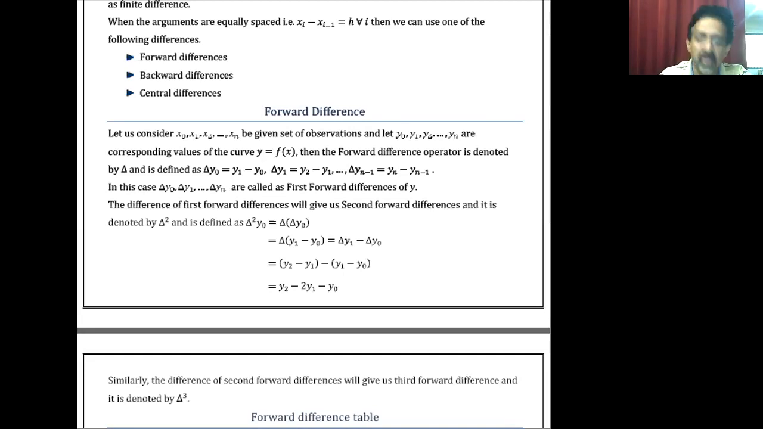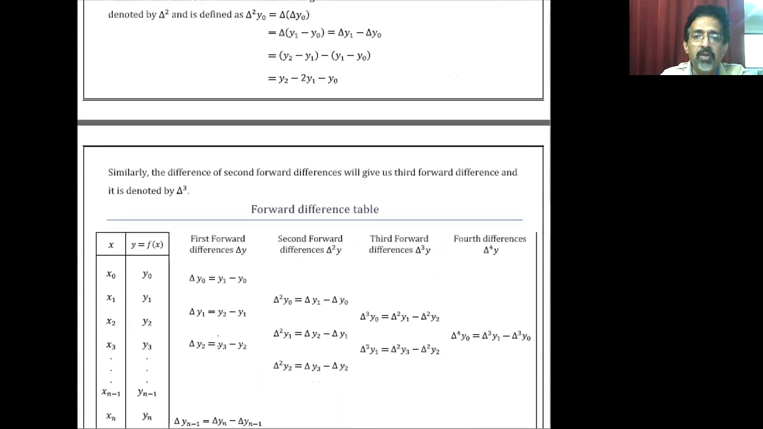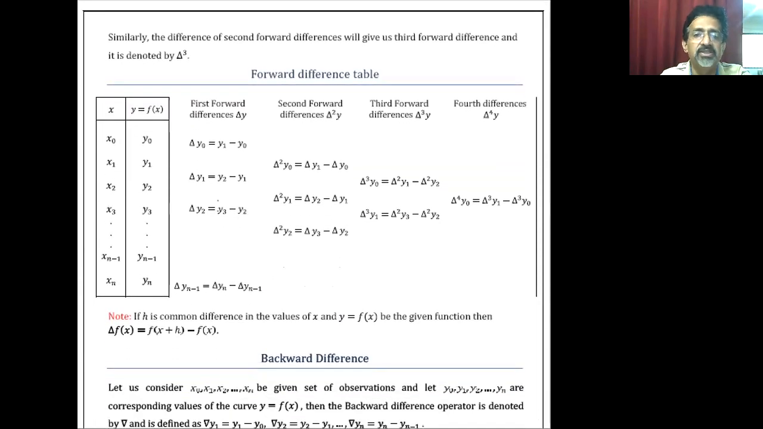And I can tabulate this forward difference in the following format, and I call that the forward difference table. So the first column consists of your arguments, that is independent variables, x0, x1, x2, so on up to xn. Then the second column consists of corresponding values of y. In front of x0, I write y0. In front of x1, I write y1. In front of x2, I write y2. So like that, I go up to xn, yn.